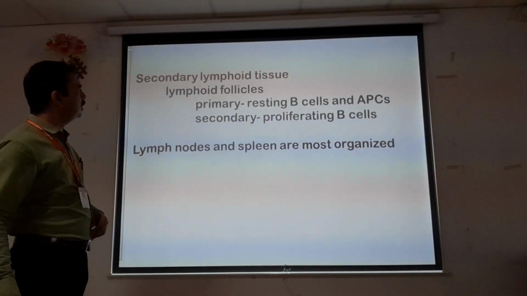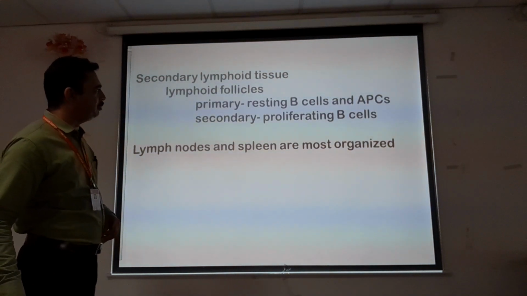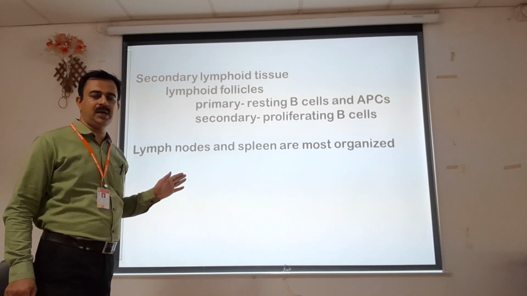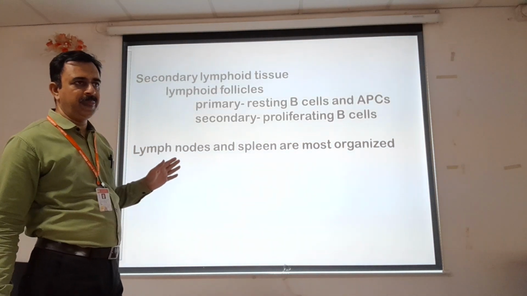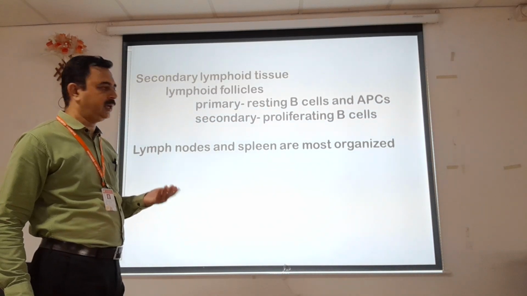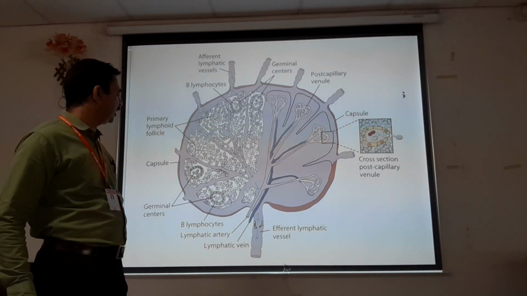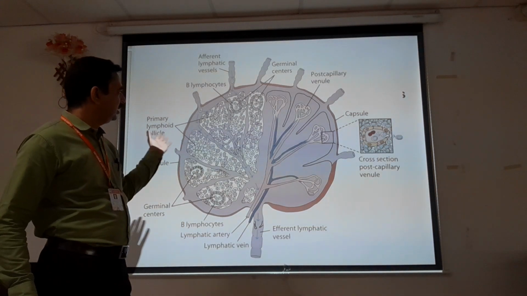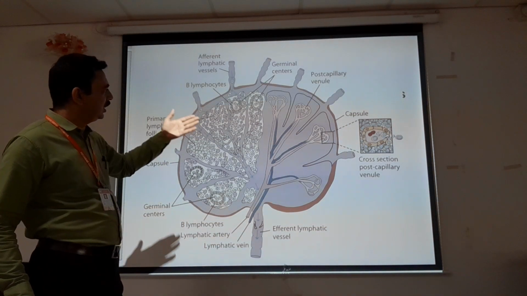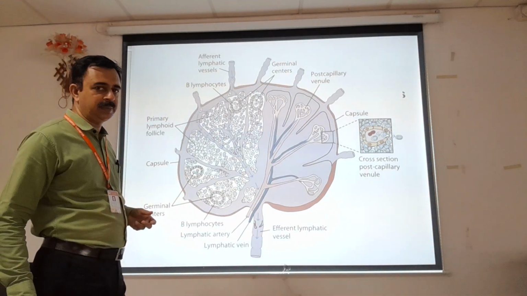Secondary lymphoid tissues: lymphoid follicles, primary resting B cells and APCs, and secondary proliferating B cells. हे वेगवेगळे सेल आणि सेल टाइप्स आहेत की ज्या सेल टाइप्स त्या ठिकाणी अवेलेबल असतात and they start proliferating or they start multiplying in that way. Lymph nodes and spleen are the most organized. हे बघा सेक्शन आहे हा lymph nodeचा, वेगवेगळ्या वेसल्स तिथे आपल्याला दिसतात, सेल्स दिसतात आणि अँटीजन आल्यानंतर त्याचं किलिंग याच्या प्रकारे होते.